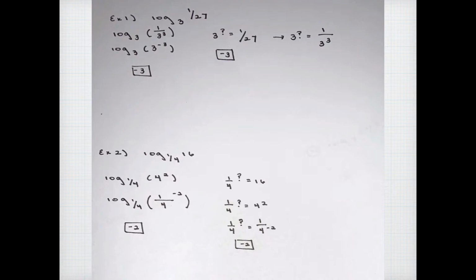You can do it that way, or you could say 1/4 raised to the what equals 16. Well, if I want to simplify this, right, 16 is 4 squared. So if I made this 1/4, so 1/4 to the -2, that would give me my answer as well. Or you could just recognize that 1/4 raised to the -2 is 16. Okay, so honestly, either way works perfectly fine.